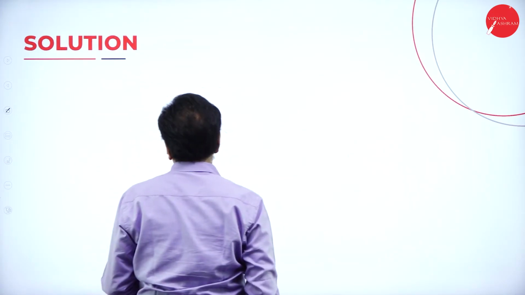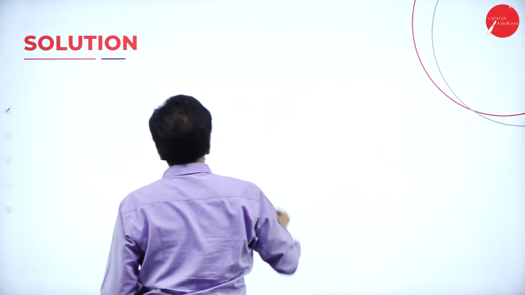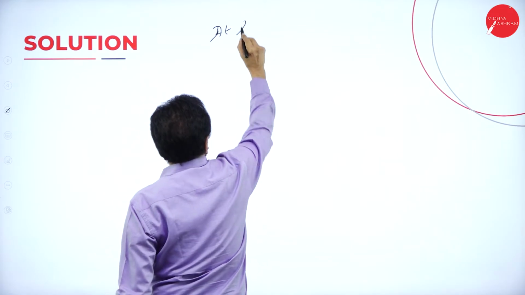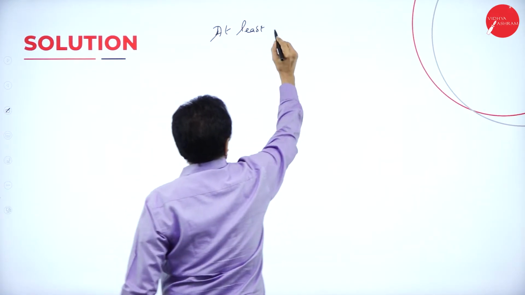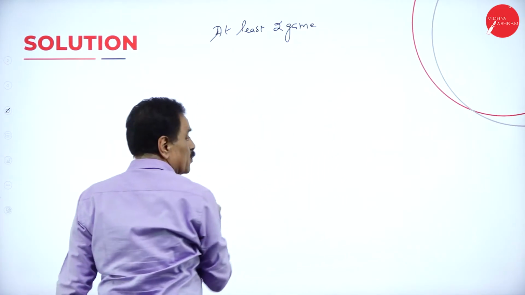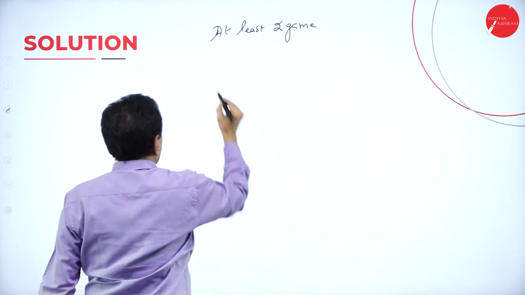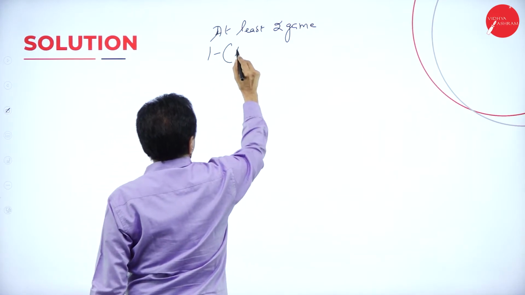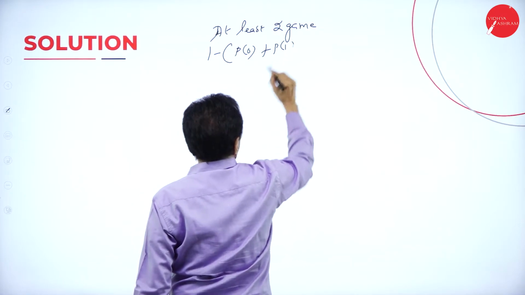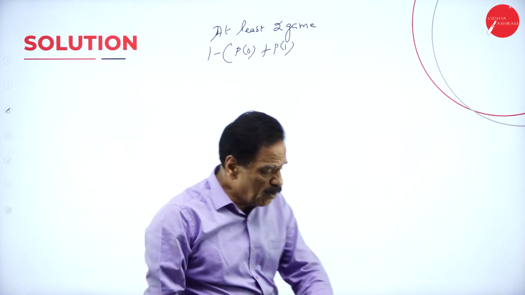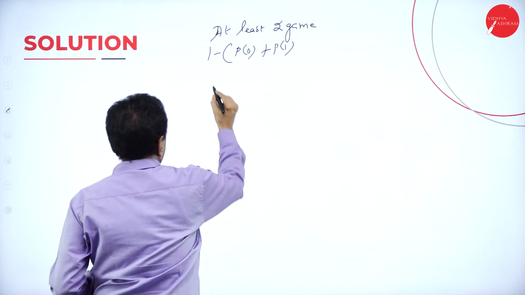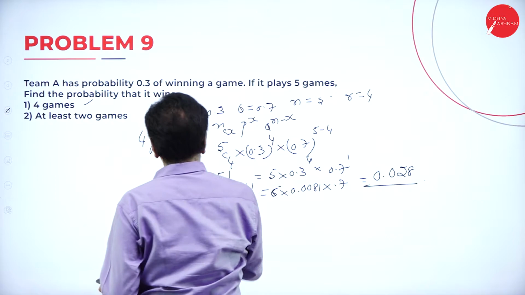Then, what's the next question? At least 2 games. When you say at least, you have to take 1 minus P of 0 plus P of 1. At least means P of 0, P of 1. So here 1 minus, how many terms? 5.